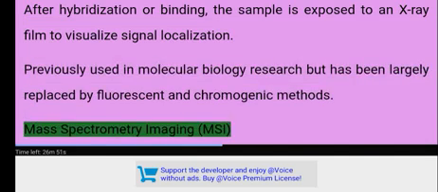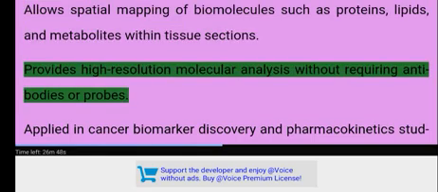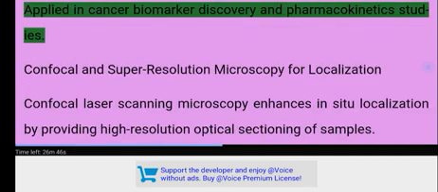Mass spectrometry imaging (MSI) allows spatial mapping of biomolecules such as proteins, lipids, and metabolites within tissue sections. It provides high-resolution molecular analysis without requiring antibodies or probes. Applied in cancer biomarker discovery and pharmacokinetic studies.